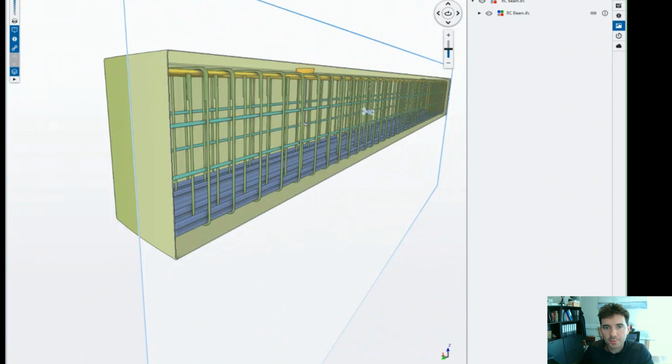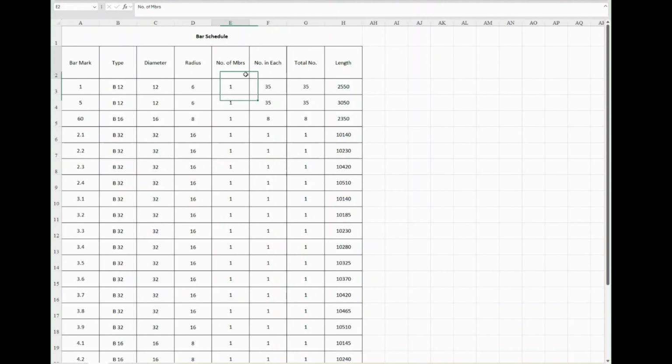Okay, so let's do the numbers now. This is a typical bar schedule in Excel format for the beam we're looking at. I've curtailed it down a little bit. I don't want to show the shape codes or your A, B, and C dimensions, just to avoid confusing matters. Basically, all we're looking for is the type of bar, the diameter of the bar, the radius of the bar, the number of members. We've only one beam, the number of bars in each beam, our total number, and the length. This is all we need to get the kgs of steel in the unit.